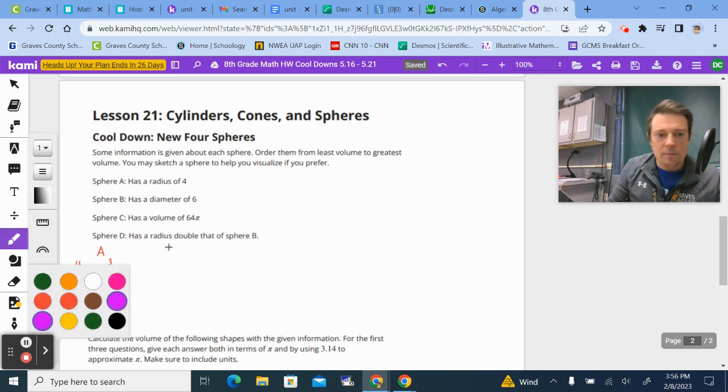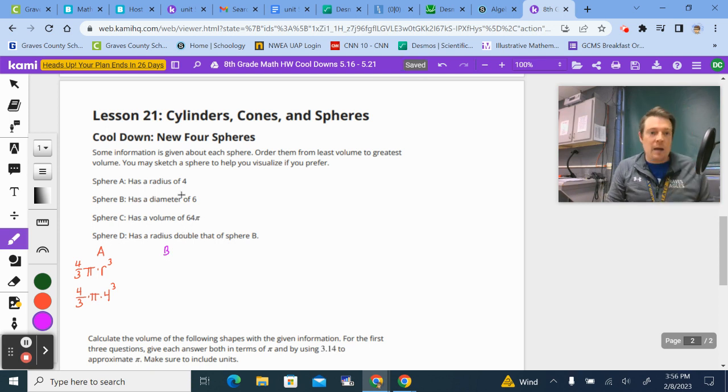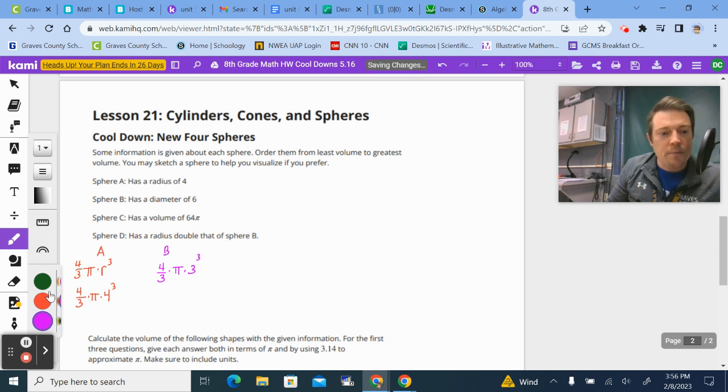Let's do B setup. B just straight up tells us the diameter, so we can't plug in 6 into our formula. We'd have to cut the diameter in half because the diameter is twice as long as the radius on a circle. So instead of a 6 for the diameter, we'd plug in a 3 for its radius, because that's what we need. So that's what we would do for B.